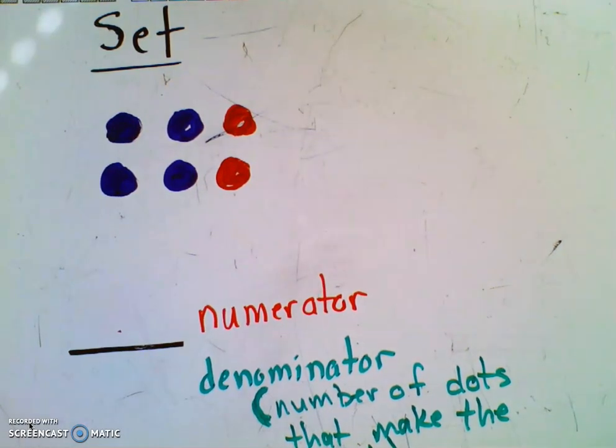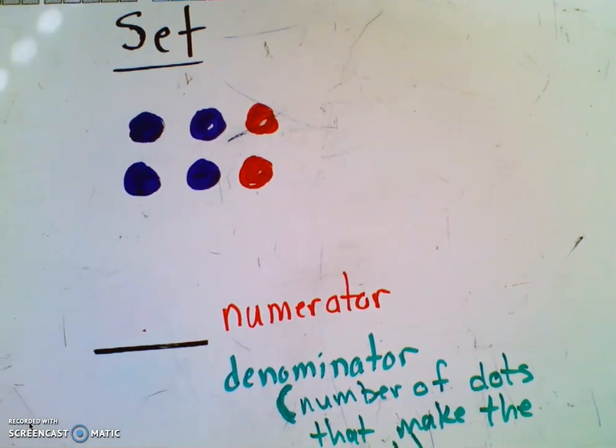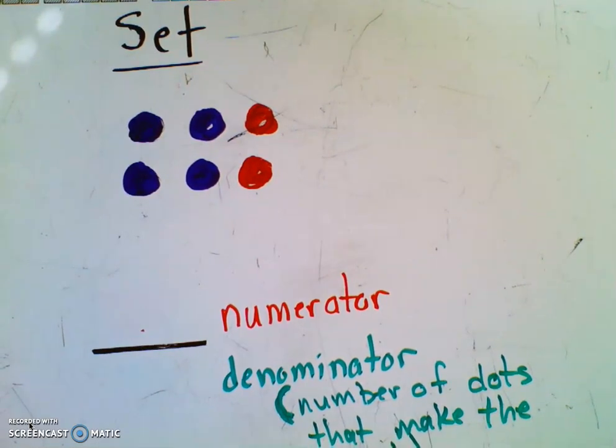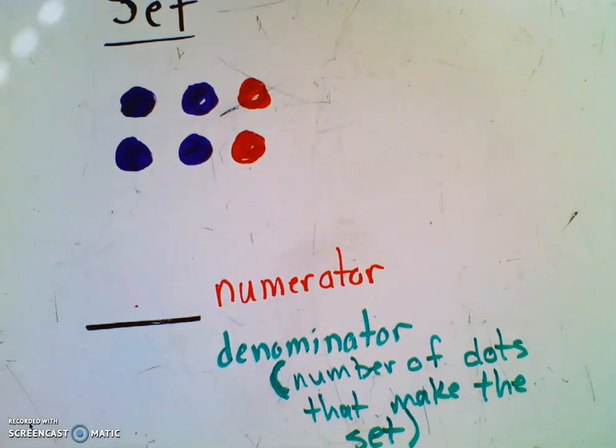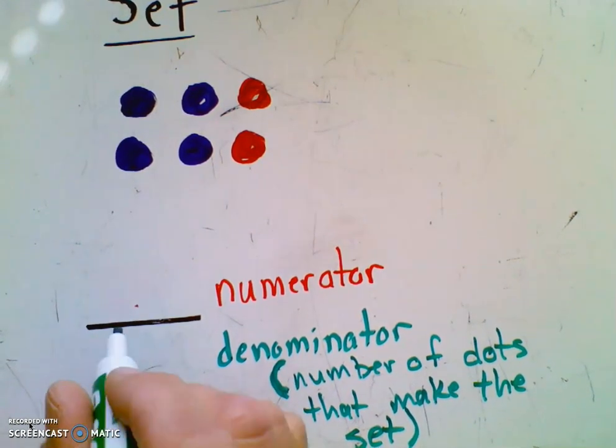So how many dots are there that make the set? Good. I know a lot of you have now said, oh, Mr. Wendt, I know, there's 6. There's 6 dots that make that set. So that's correct. Let's put a 6 down here.